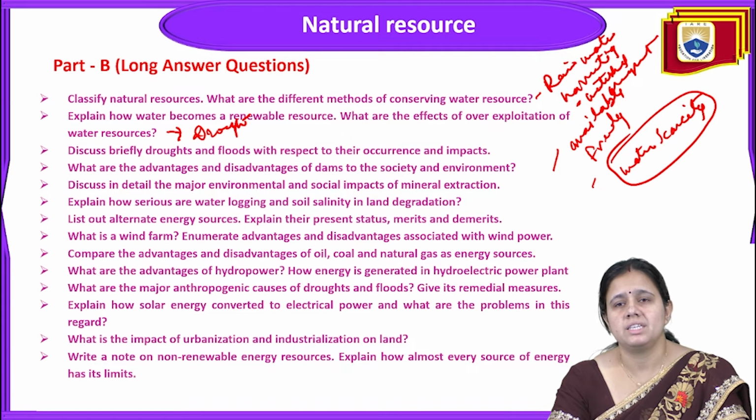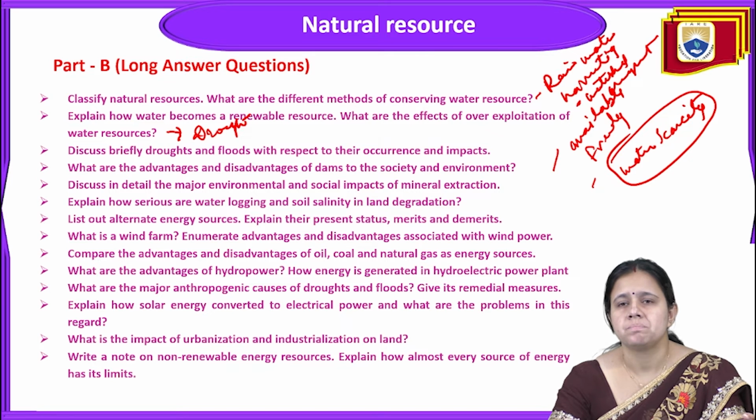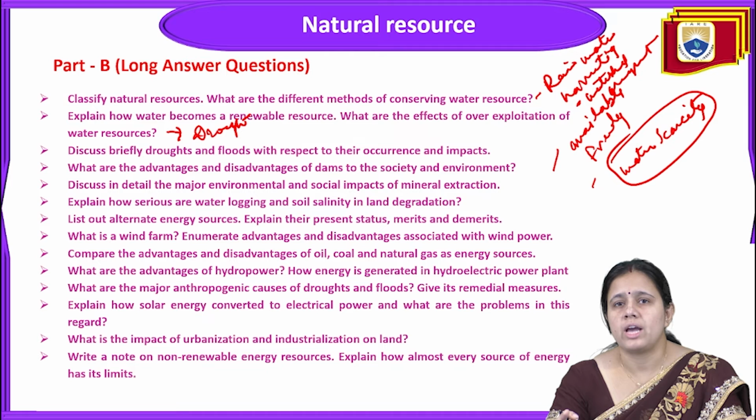What are the advantages and disadvantages of dams to society? First advantage is you can stop the flood. You will provide water for irrigation in a good manner. The disadvantage is the dislocation of people from their own native area. Next disadvantage is the earthquake activity. That area will become an earthquake prone zone, that dams will become.